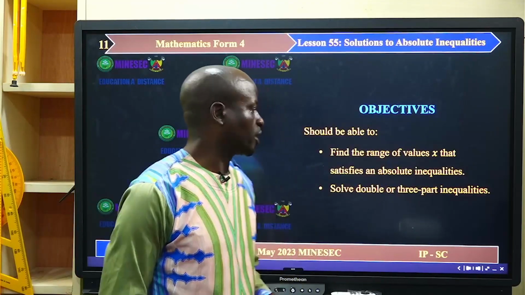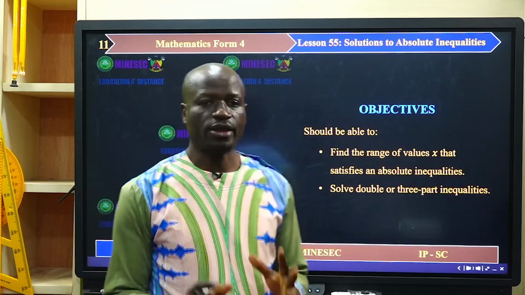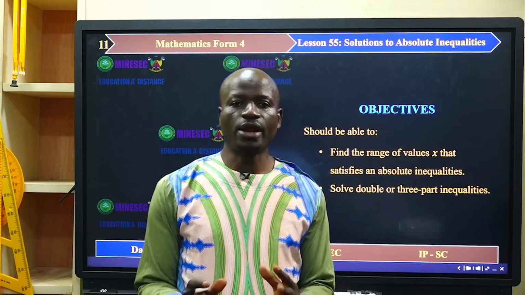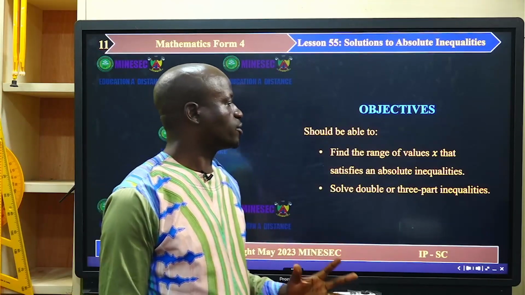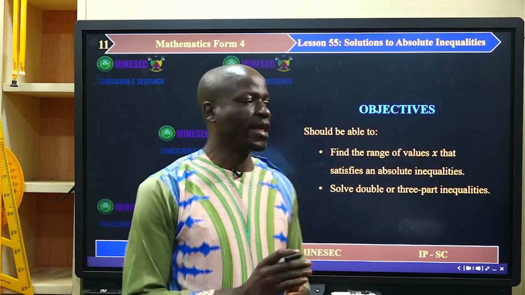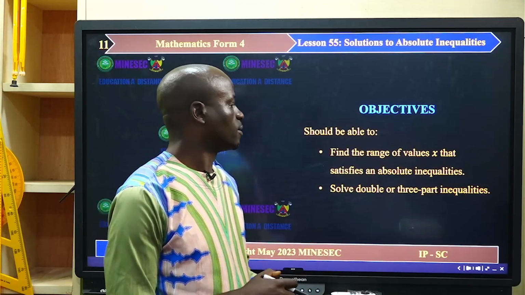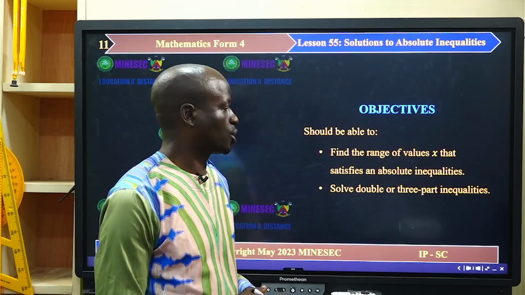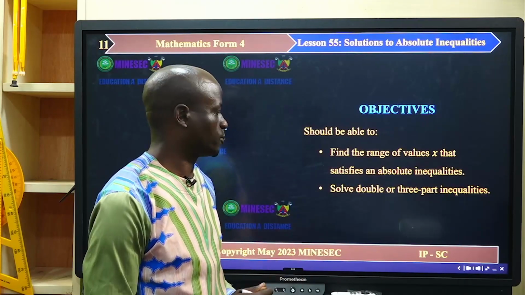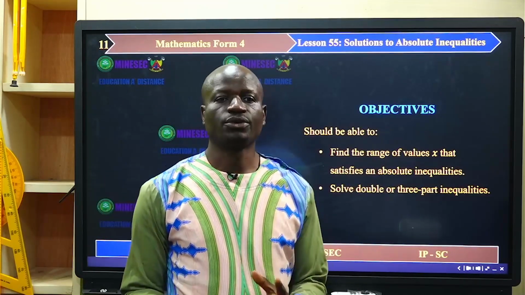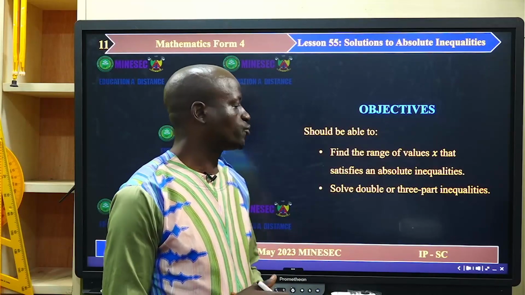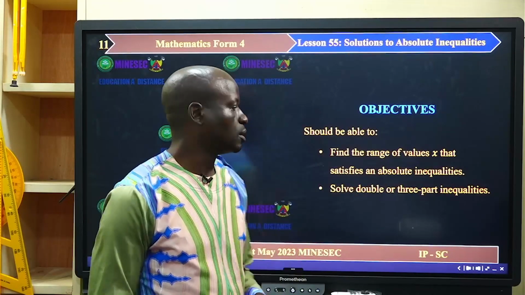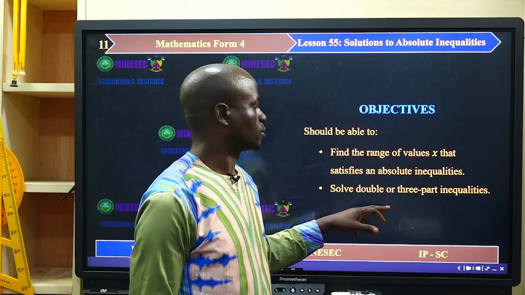What are the objectives of this lesson? By the end of the lesson, the learners should be able to find the range of values of x that satisfies an absolute inequality or absolute inequalities. And the learners should also be able to solve double or three-part inequalities.